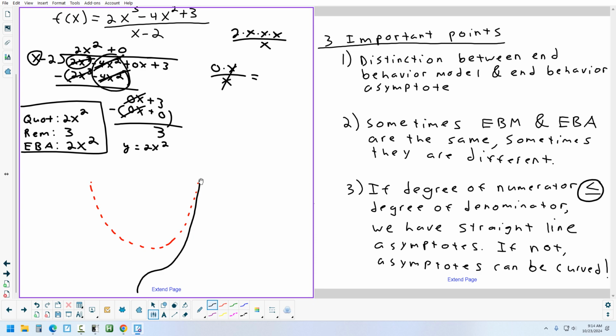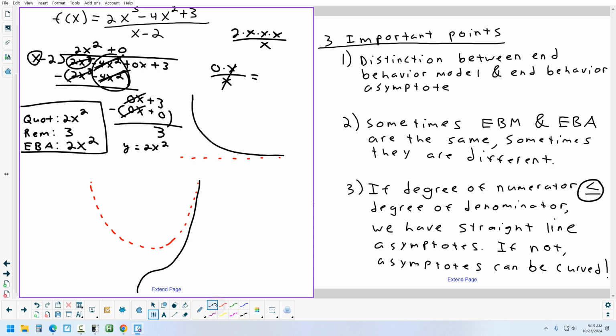As you draw your graph, it's getting closer and closer to the asymptote, but the asymptote isn't straight. It's a curve that it's getting closer to, not like a straight line that it's getting closer to. That's the difference. So yesterday we got closer and closer to something that was a straight line. Today we're going to get closer and closer to something that's curving.